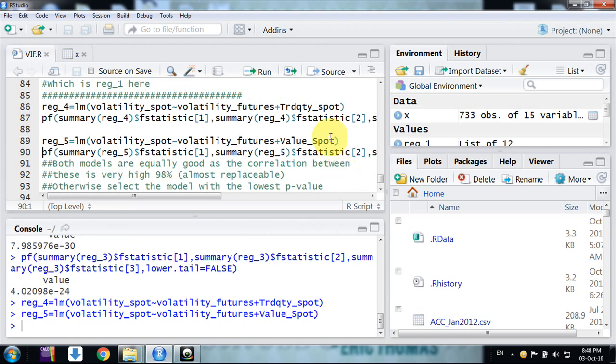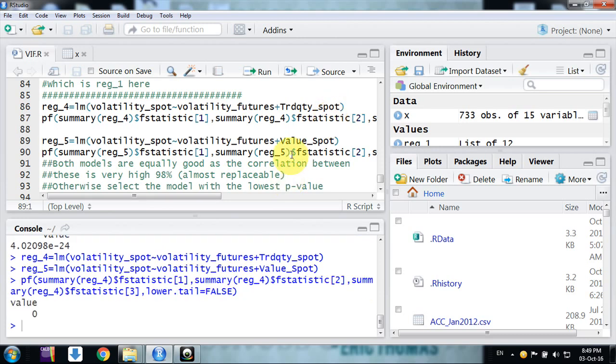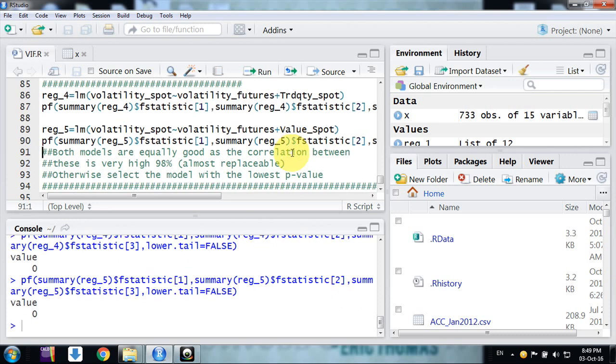Okay friends, in this second step we add one more variable, each variable once only, including only one variable at a time. Now compute the p-value again in the same way. Here it's 0, second is 0. Now the confusion: which model should we use here?